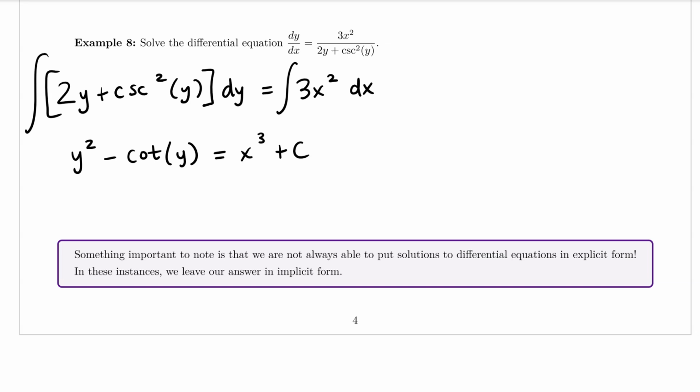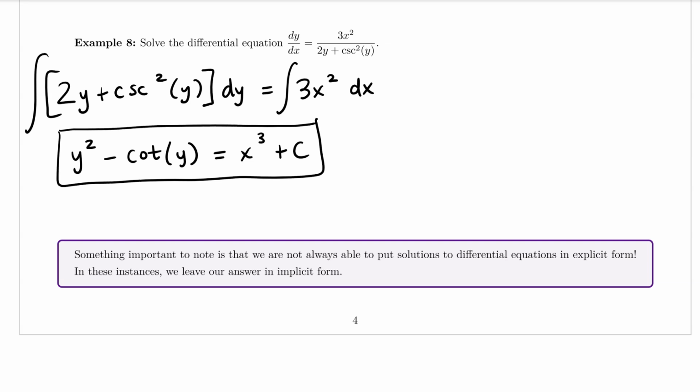Notice that this example did not ask us to solve this explicitly, and in this case it's because we cannot do so. We cannot isolate y, so this is our general solution to this differential equation. In the purple box below, it says something important to note is that we are not always able to put solutions to differential equations in explicit form. In these instances, we leave our answer in implicit form.